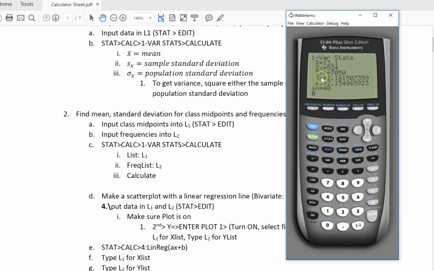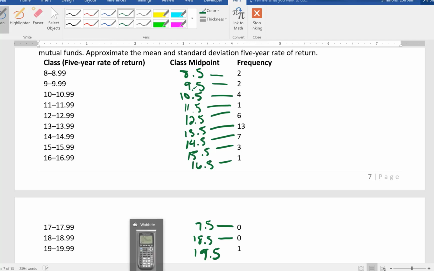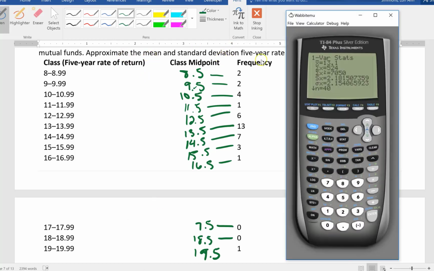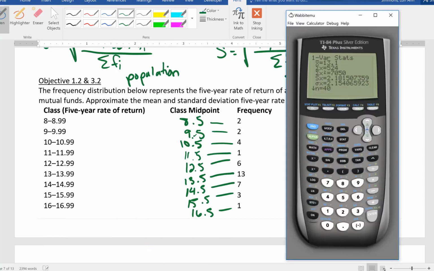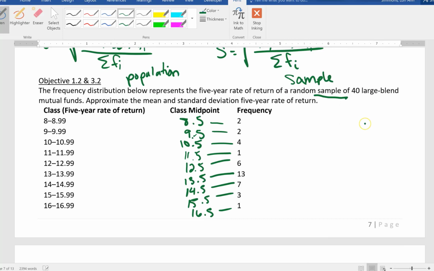If you're going to use the calculator I have on the screen, make sure you write down the directions so that when you have to do this on a test or a quiz, you know how to do it. So the question was to find the mean and standard deviation. The mean is 13.1. And this was a sample, so we're going to use Sx, so 2.18 was our standard deviation.